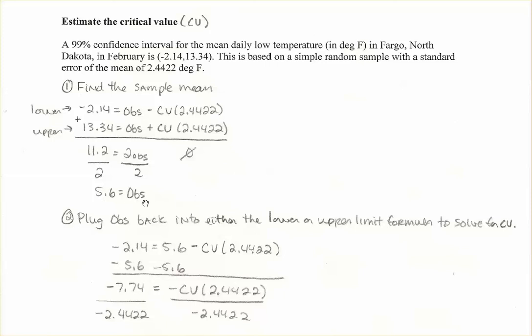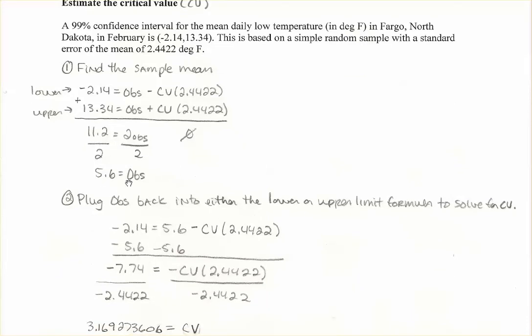I do promise, I'm sorry, I didn't realize it was going to be quite this bad, but when you're actually doing these for the quiz, the observed is not going to always be 5.6. That was, once again, just to make it a little bit easier for me. As soon as you get your observed value, you're going to plug your observed value back into either the lower or the upper limit formula to solve for the critical value.